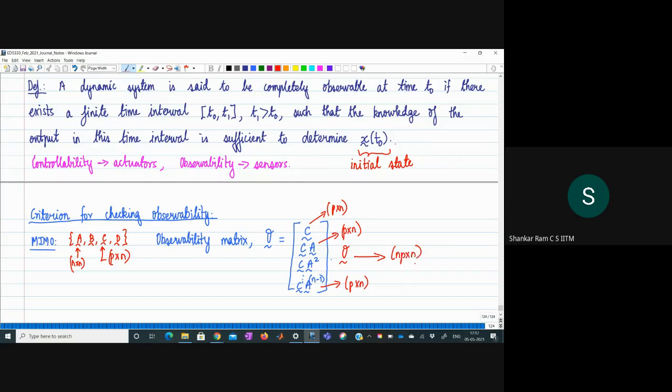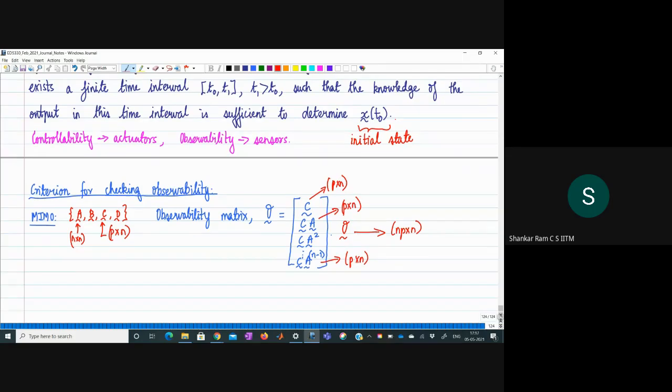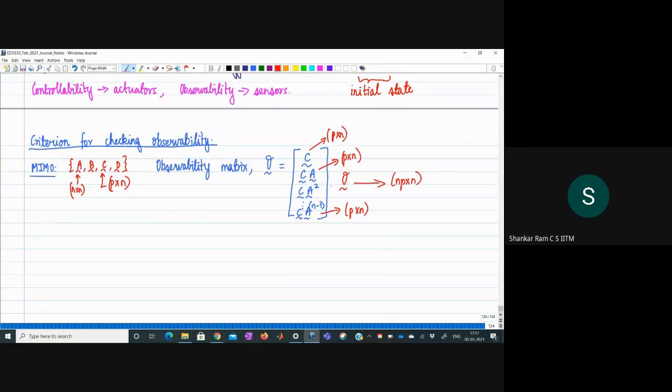I hope it is clear how we got np, because there are n matrices stacked one below the other, so there are np rows. And each matrix has n columns. That's why the size of the observability matrix is np times n.